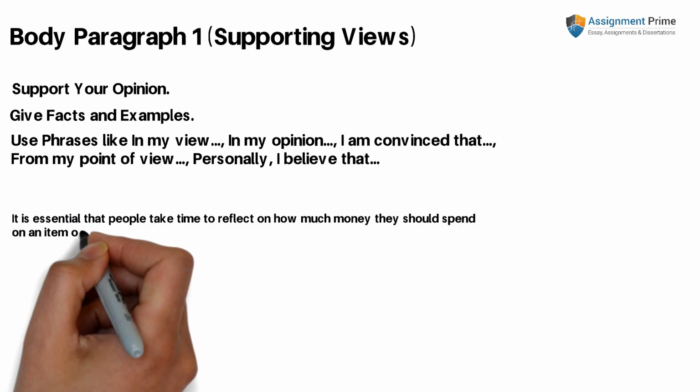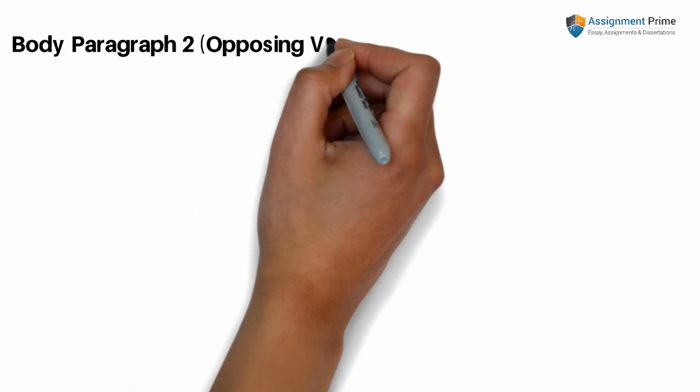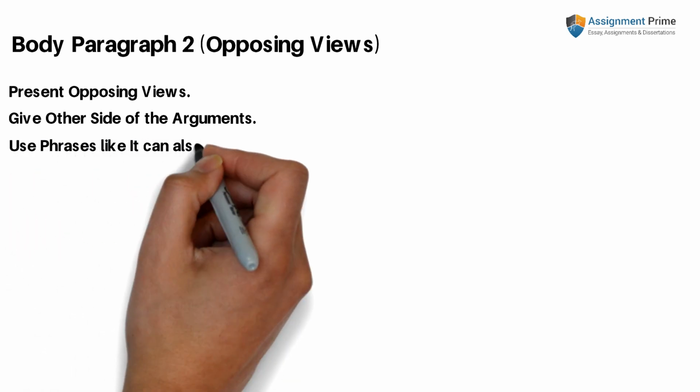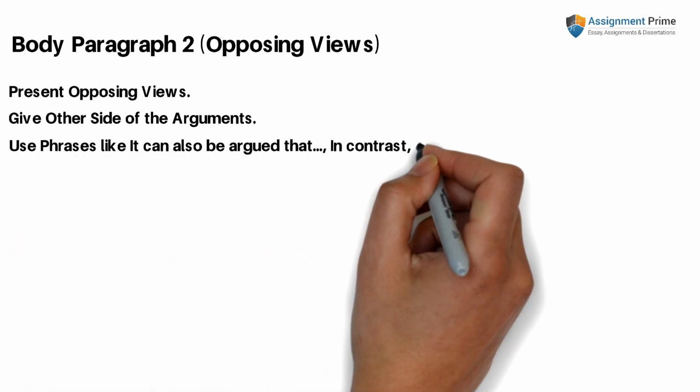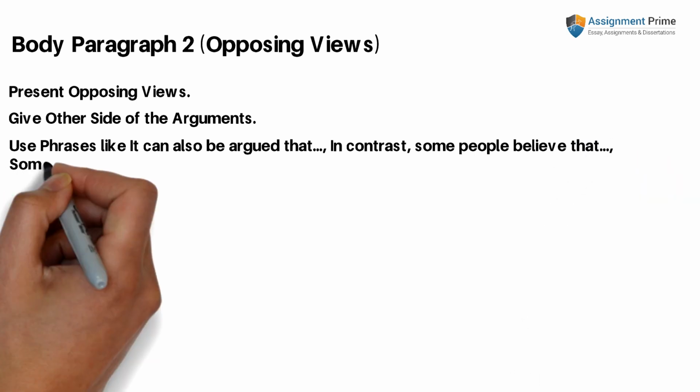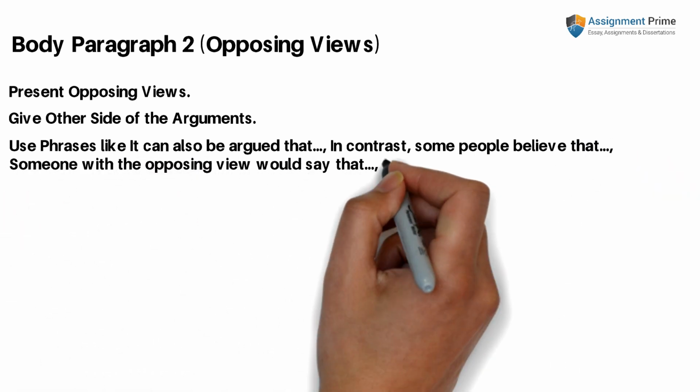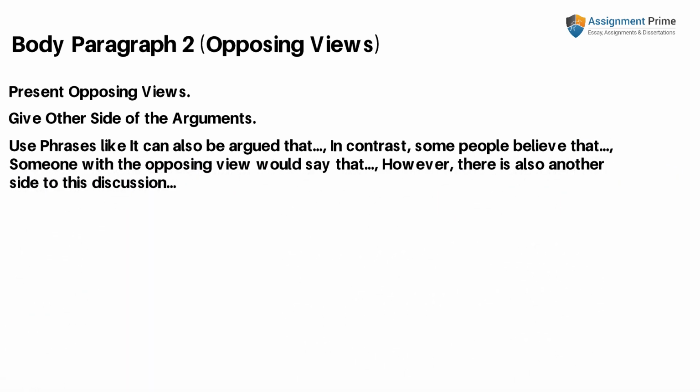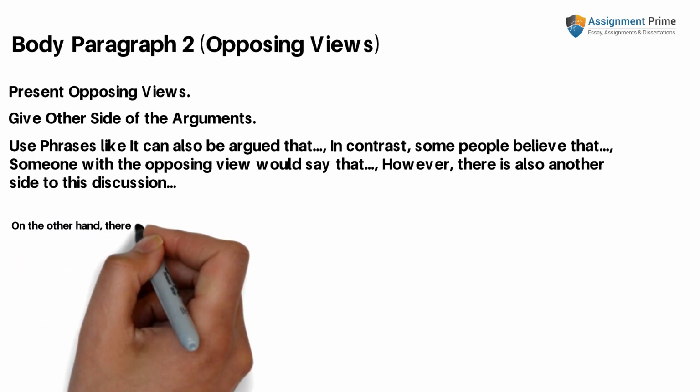After this, we will write another paragraph and present the opposite viewpoint in it. We will give the other side of the argument to show that the writing is balanced. This paragraph can be started with phrases like it can also be argued that, in contrast, some people believe that, someone with the opposing view would say that, however, there is also another side to this discussion. Here's the second body paragraph of the essay.